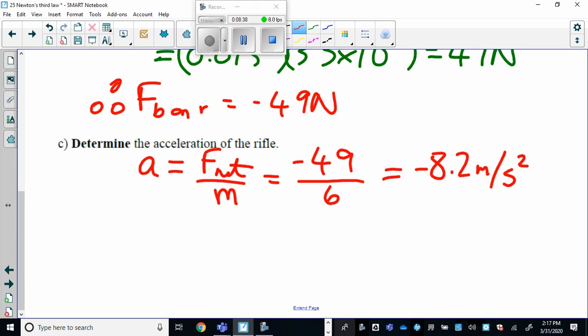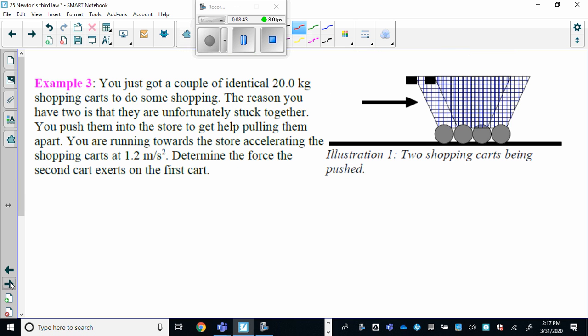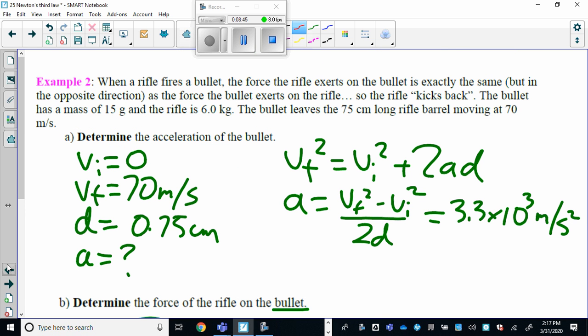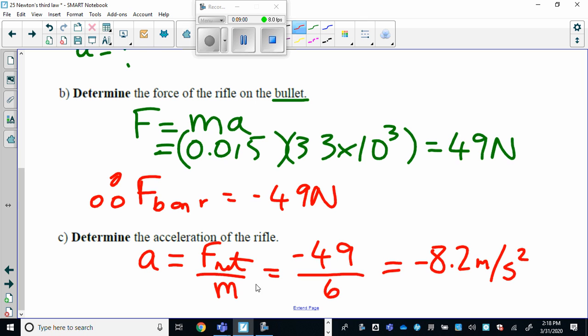And then D, is there a D here? Oh, D, I have D in the notes, but not there. So the D says, explain why the bullet accelerates more than the rifle if the forces are the same. I think we kind of explained that the bullet has very little mass, so it has a huge acceleration. You could sum it up like this.